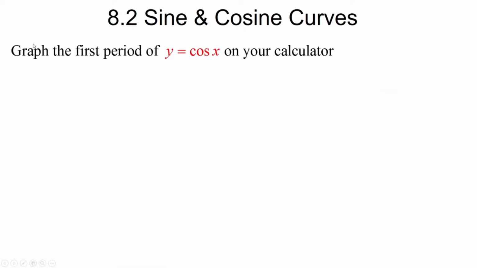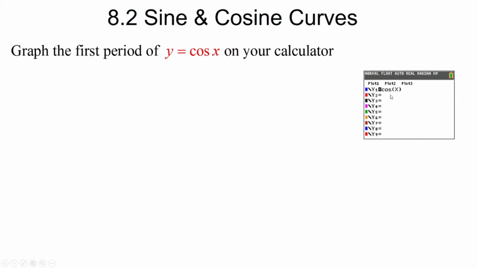Okay, graph the first period of y equals cosine of x on your calculator. So just go to your y equals button, and let's change our sine of x now to a cosine of x. And we already have a great window set up and everything, so let's just leave it at that and hit graph.